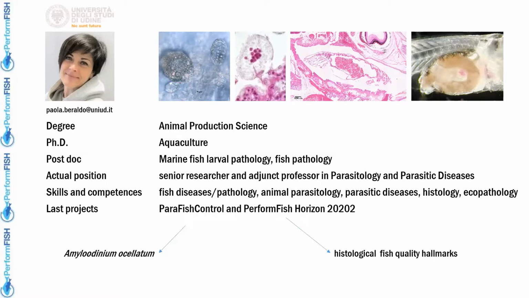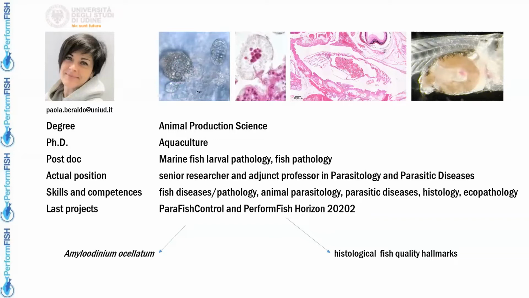But at the end of my PhD, some pathological issue shifted my interest to fish pathology and histology as an investigative approach. And so, of course, the marine larval pathology was one of the areas of my research activity with Professor Galeotti. My interest and research activity concern fish pathology and parasitology. In fact, the Parafish Control Horizon 2020 project was one of the last projects that Uniud was involved in. And in this case, we worked on Amyloodinium ocellatum.